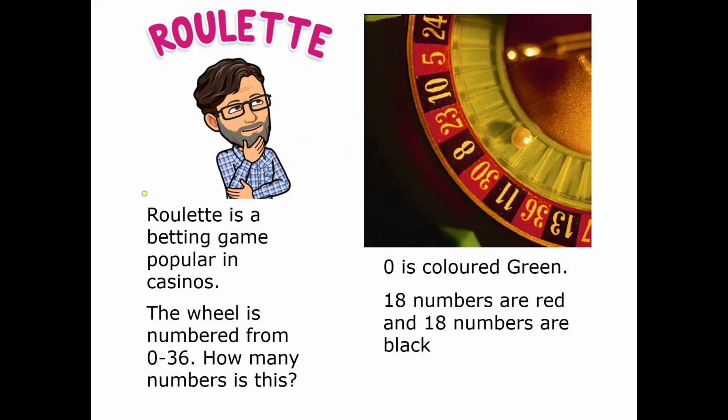What about roulette? Roulette is a betting game that's very popular in casinos. There's a wheel, and the ball spins around the wheel and eventually lands in one of the numbers. And the numbers go from 0 up to 36. So how many numbers is this? Ever so many people get caught out with that question. It's actually 37, because you've got to count the zero. There's 36 numbers and a zero, so that makes 37. The zero is coloured green, and then there's 18 red numbers and 18 black numbers.